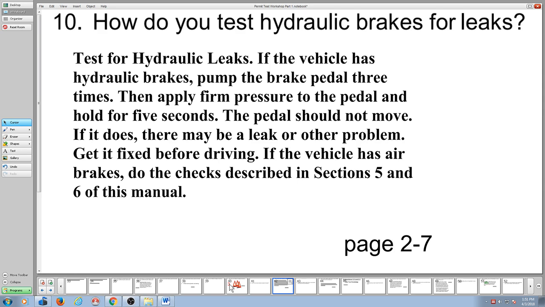So, test for hydraulic leaks. If the vehicle has hydraulic brakes, pump the brake pedal 3 times, then apply firm pressure to the pedal and hold for 5 seconds. The pedal should not move. If it does, there may be a leak or other problem. Get it fixed before driving, obviously, because you want to be able to brake. If the vehicle has air brakes, do the checks described in sections 5 and 6 of this manual. So awesome job, by the way, because that's not necessarily the most obvious one to answer.